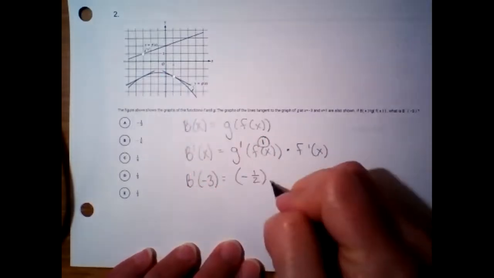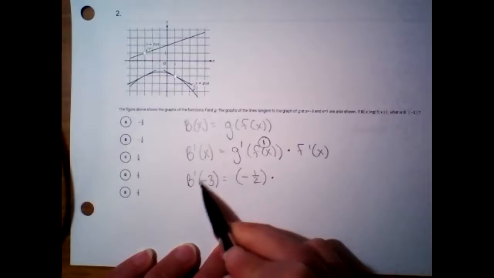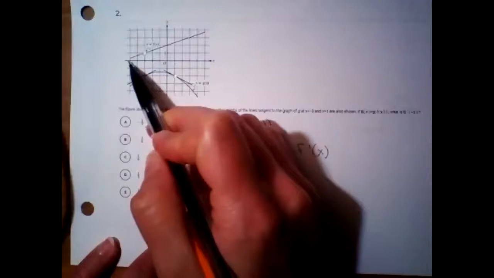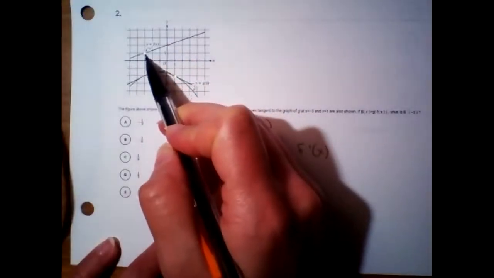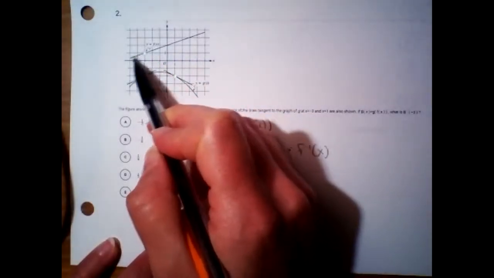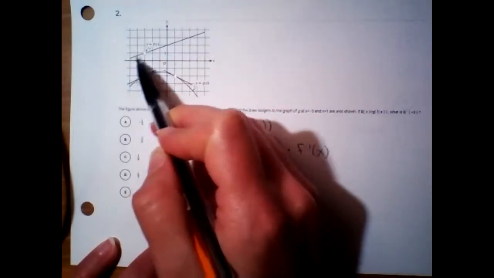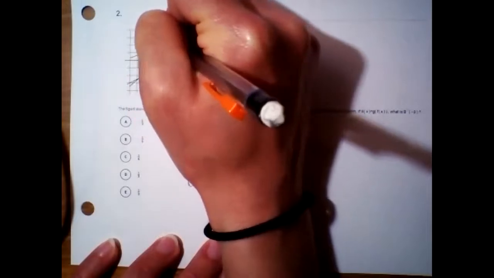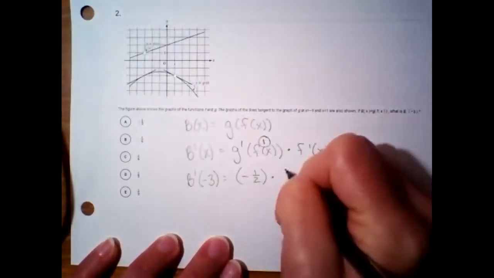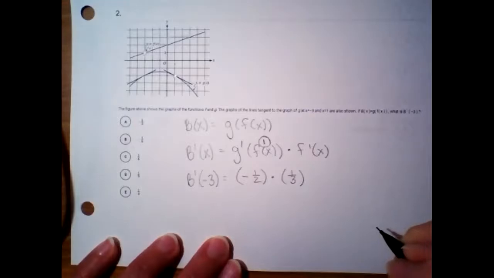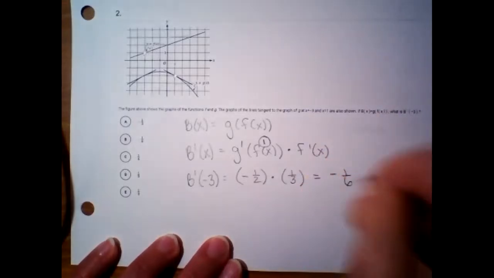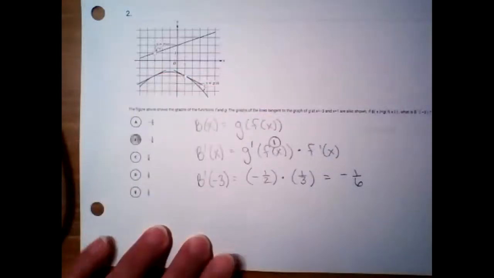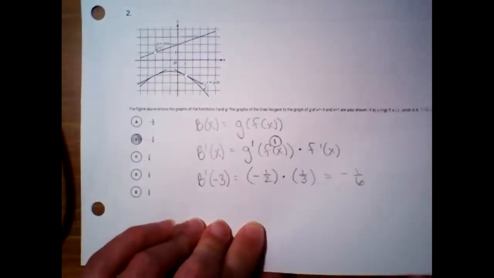And then times f prime of -3, and we're still plugging in -3 here. So f prime of -3. So we want the slope of f at -3. It actually doesn't even matter that it's at -3 because f is linear. It would have the same slope no matter what point you were at. But it appears this line is going up 1 over 3, up 1 over 3. So that would be a slope of 1/3. And if we multiply those together, we will get -1/6. So that one is B. So again, derivative means slope.